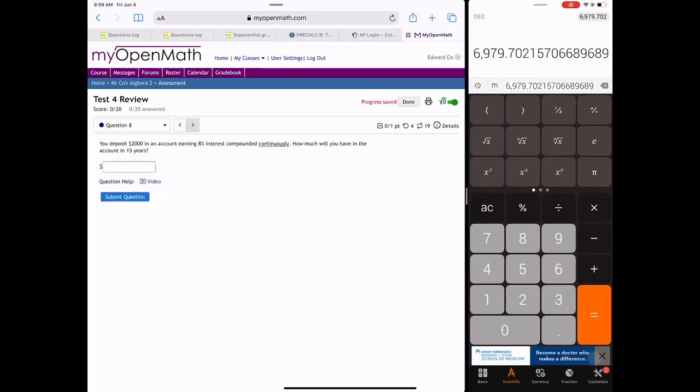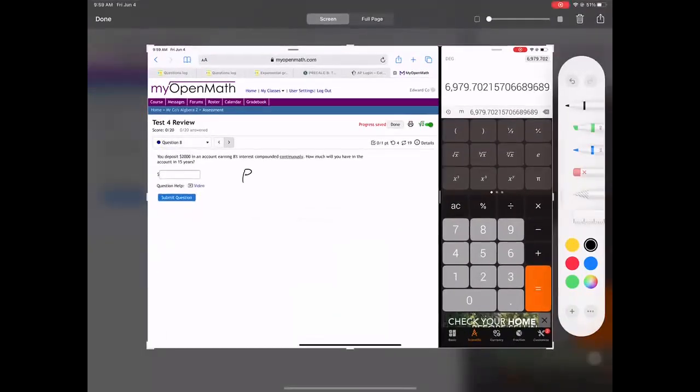Okay, compounded continuously. So the big deal is looking at the words. Continuously is our equation Pert, P e to the rt. So that's how much we have. So continuously is this key equation. So if it's a continuous equation, we're using the e, using exponentials.